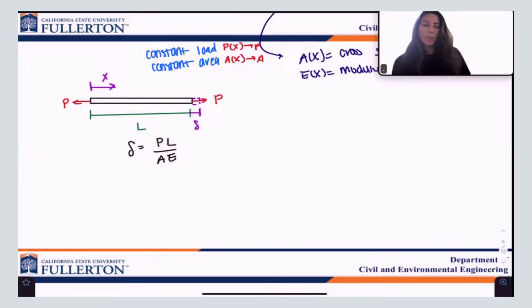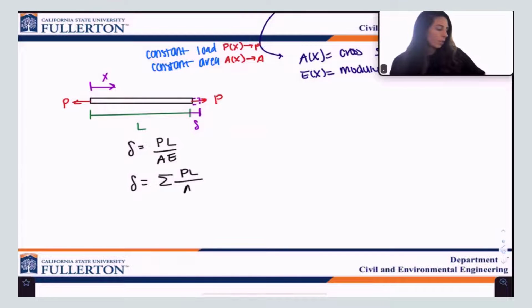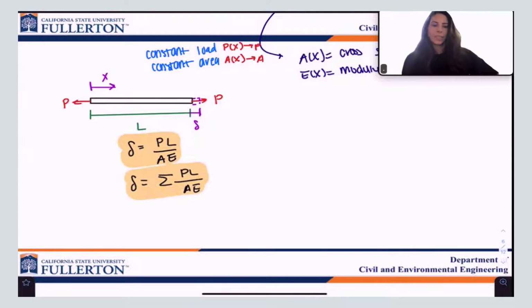And let's say you have multiple loads. All you have to do is say, well, then delta is equal to the sum of all the P's divided by the lengths which they act over, the area times the modulus of elasticity of that section. And this is our function that relates the load to the elastic deformation. Easy, right?